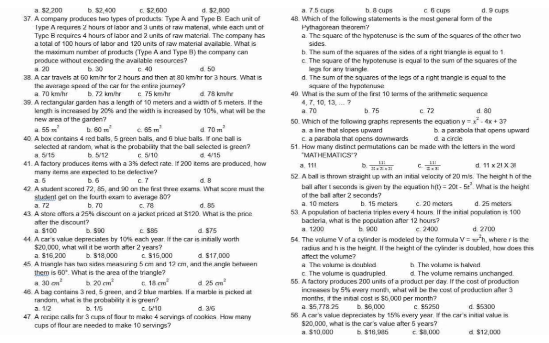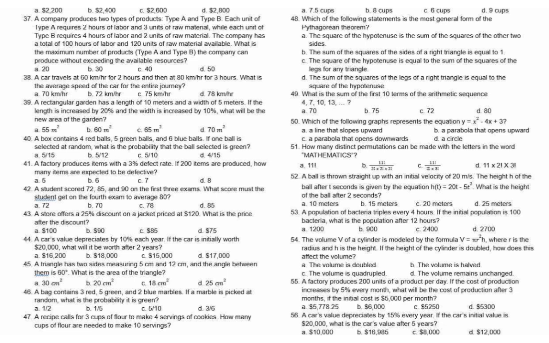So question number 37. A company produces two types of products, type A and type B. Each unit of type A requires 2 hours of labor and 3 units of raw material, while each unit of type B requires 4 hours of labor and 2 units of raw material. The company has a total of 100 hours of labor and 120 units of raw materials available. What is the maximum number of products, type A and type B, the company can produce without exceeding the available resources? So the answer is letter B, 30.